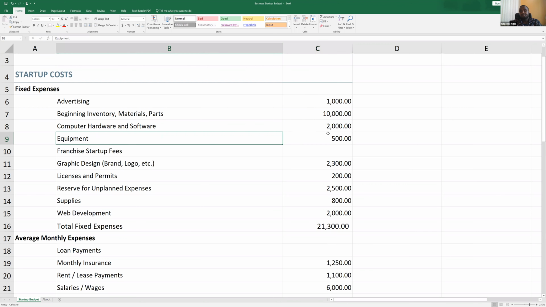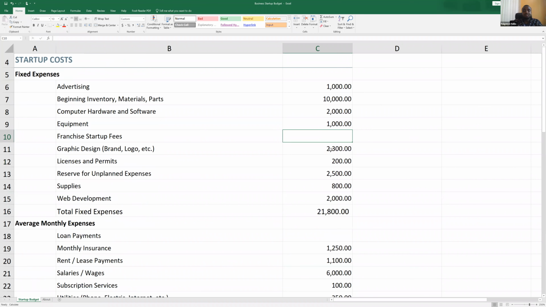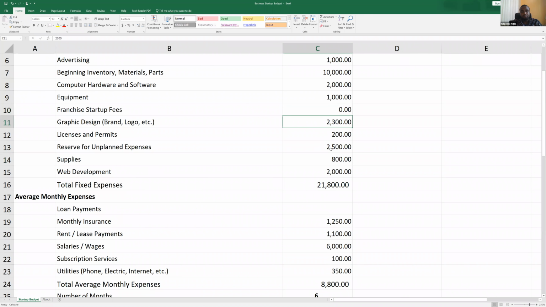The equipment, we can put it at 1,000 shillings. Franchise startup fee, in case you're franchising, you'll have to put the franchising startup fee. And for this kind of business, the Desmond Jesse Limited business, it's 0, right? Graphic design for the brand, the logo and all that, we are going to incur a cost of 2,300. The government permits, licenses and all that, make sure you include them when you are pitching your business. We can put it at 500.